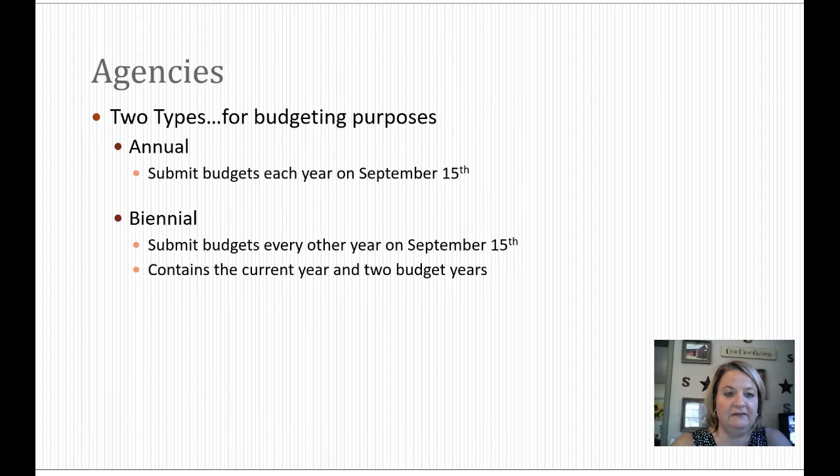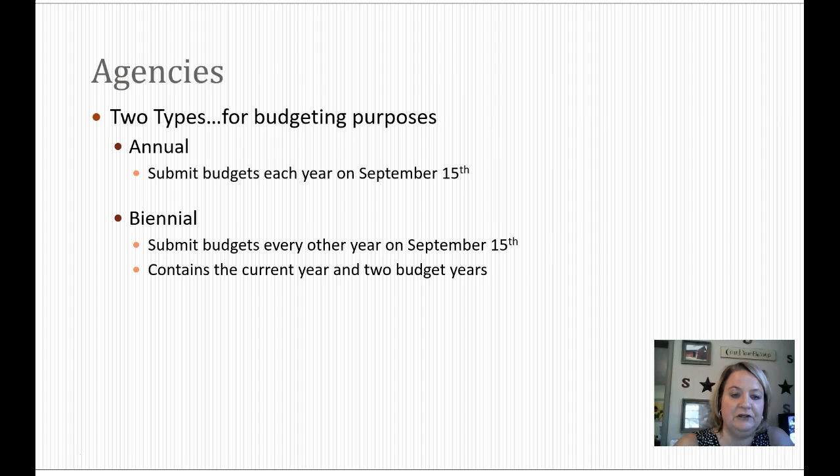So the agencies have two types of budgets for budgeting purposes: an annual budget, which we submit each year on September 15th. They're due on September 15th. And a biennial budget, which they submit every other year on September 15th. Those are just for certain agencies on the annual cycle.